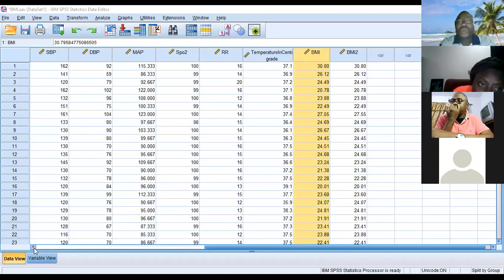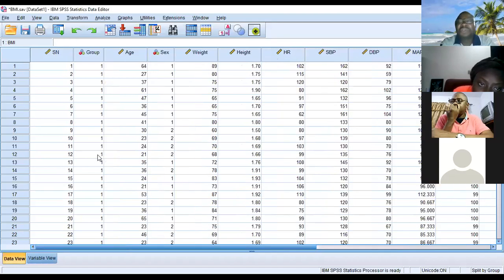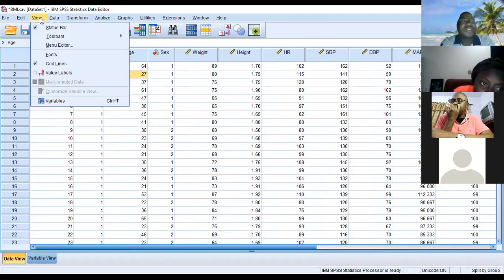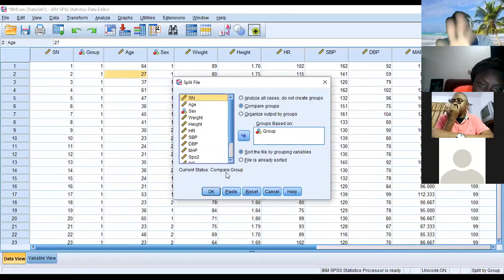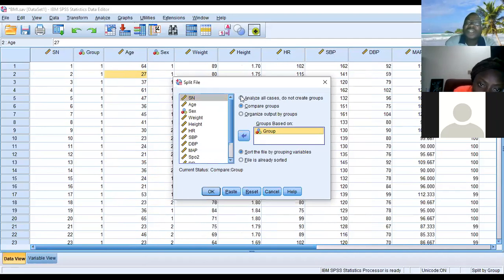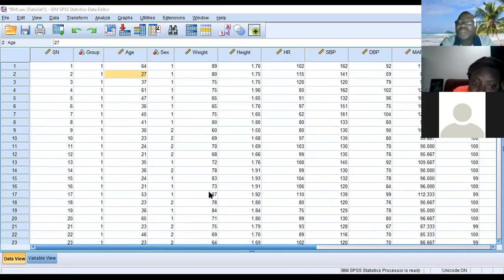Let's remove the splitting. I just want to explore it generally. Go to data. Thank God, can you see now? If you want to remove the split, because everything you are doing now, you're doing it separately for the group, you don't need to move it out. Just click on analyze all cases. That's all. Okay. So anything we do again now is for all of them.